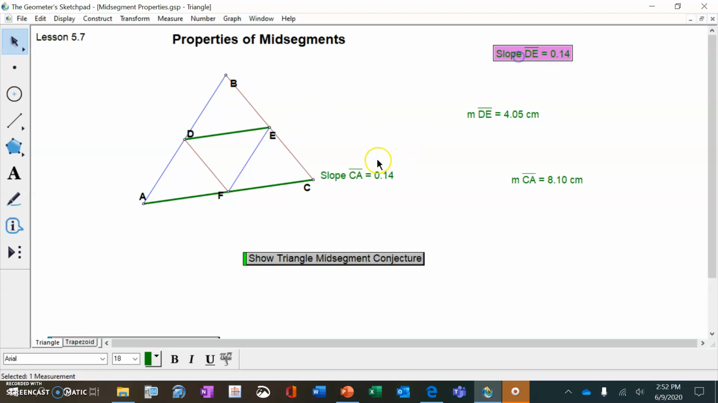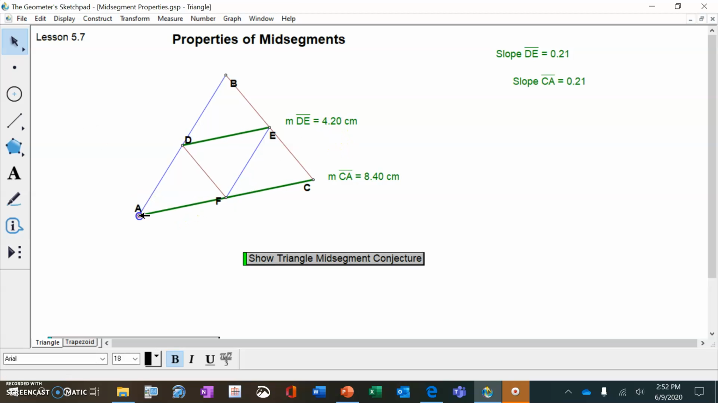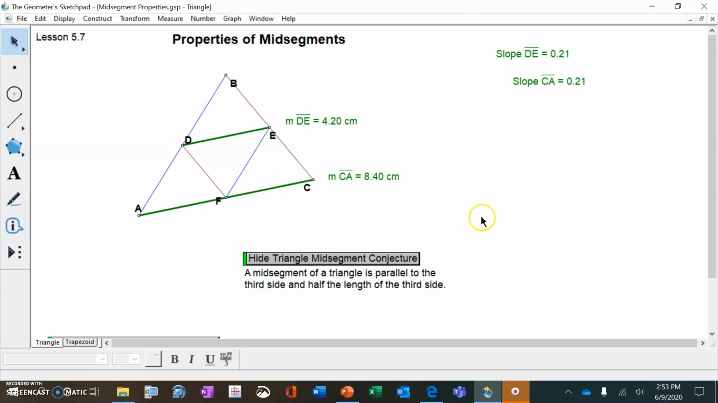Okay, so I'm going to move those away, and then I'm going to bring the measurements of the midsegment and that third side. So 8.10, half of that, 4.05. If I move this, 4.20 and 8.40. So it seems that the midsegment of a triangle is always also half of the third side. So we're going to combine those into conjecture number 51 on your conjecture list. The midsegment of a triangle is parallel to the third side and half the length of the third side.